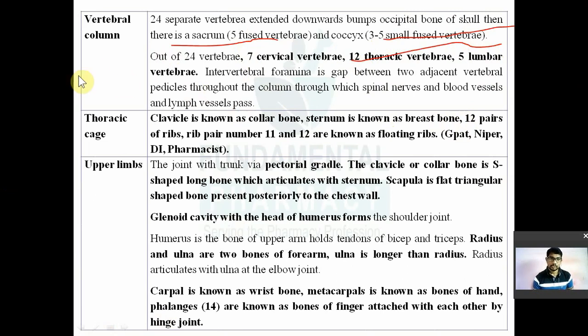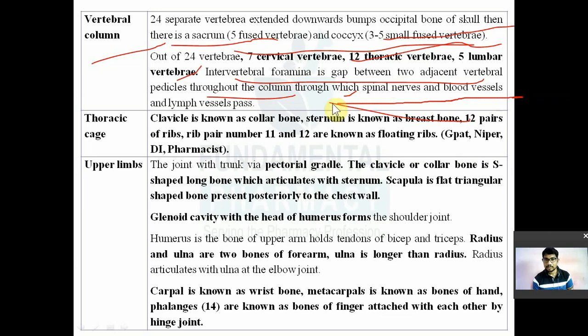So out of these 24 vertebrae, there are 7 cervical, 12 thoracic and 5 lumbar. Then the intervertebral foramina is nothing but the gap between two adjacent vertebrae throughout the vertebral column, and through this gap the spinal nerves and blood vessels pass.